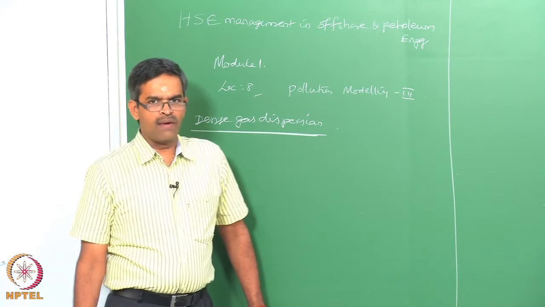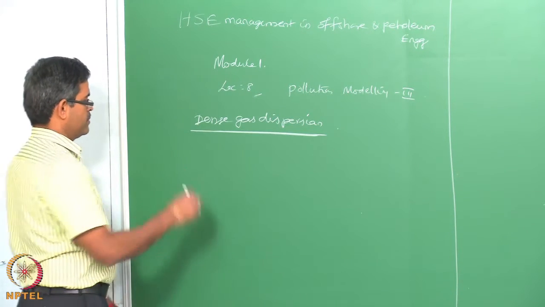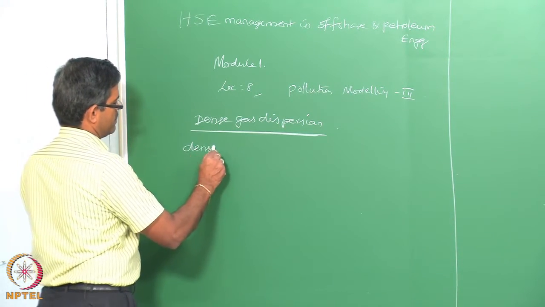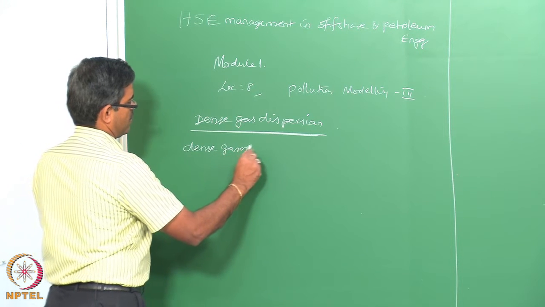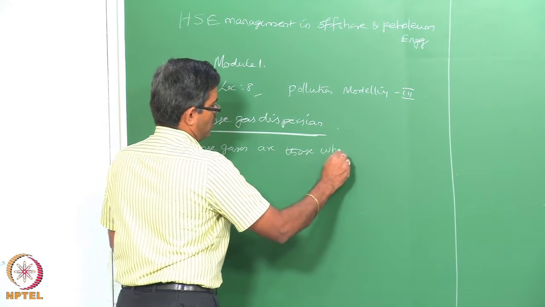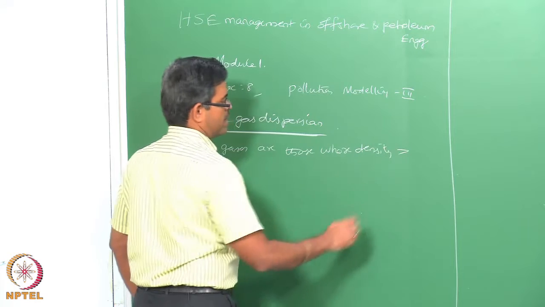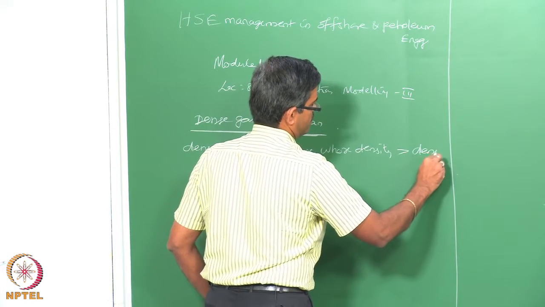Gases which have density higher than air are termed as dense gases. So, dense gases are those whose density is greater than the density of air.